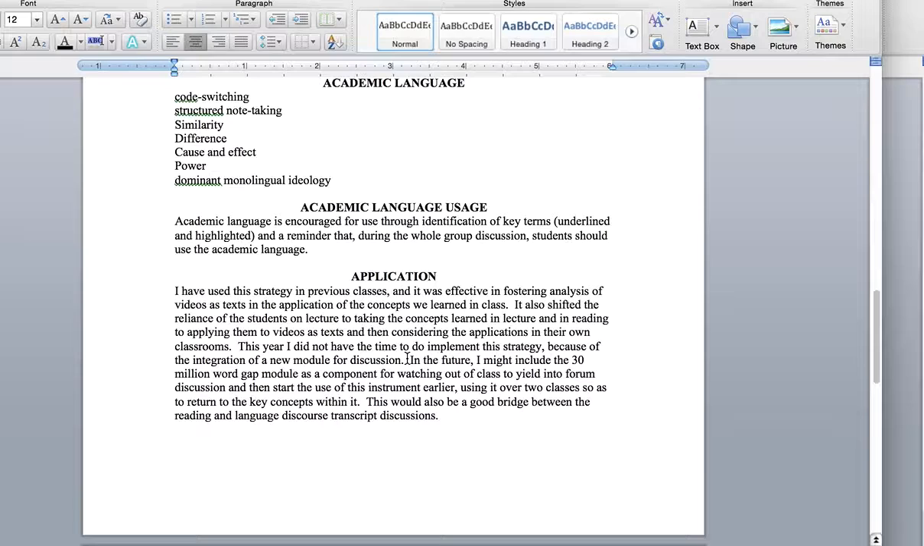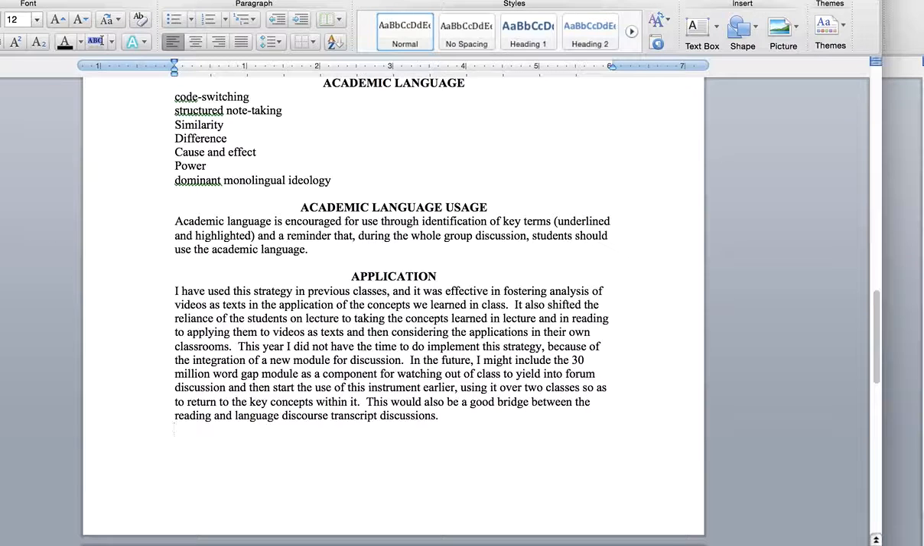In the future, what I might do so that I can incorporate this again might be to include the 30 million word gap module that we explored as a component for watching out of class and then coming into class to discuss it, so that we could use this instrument in class 5 and then again in class 6 as we bridged from thinking about academic discourse in regards to reading and then non-traditional language discourse.